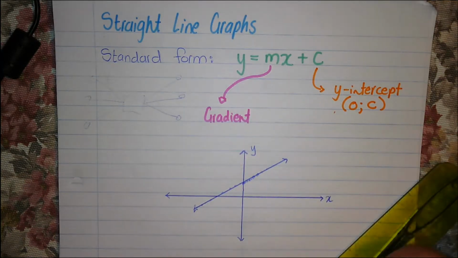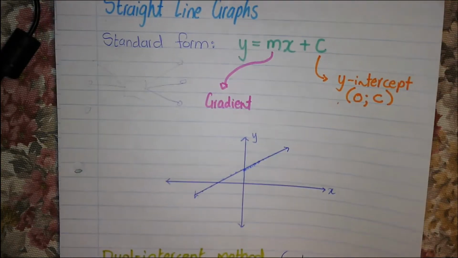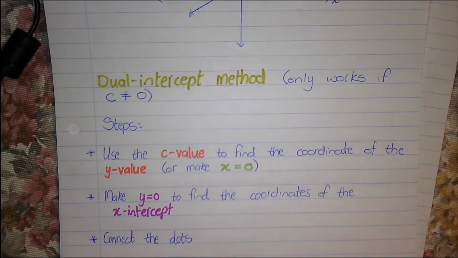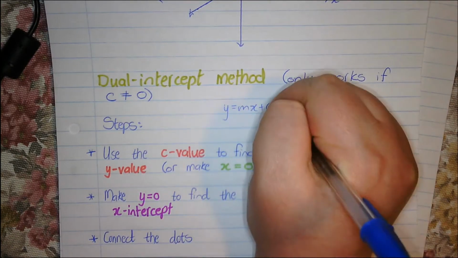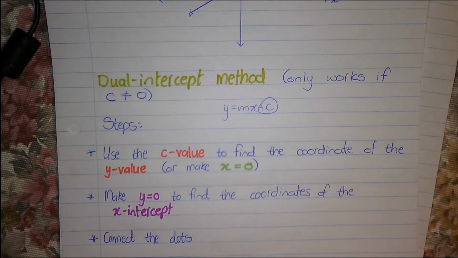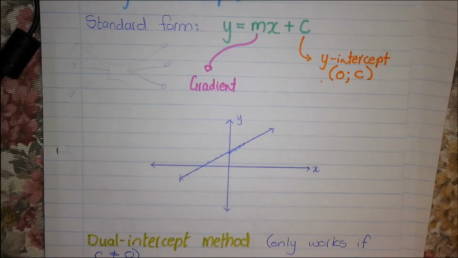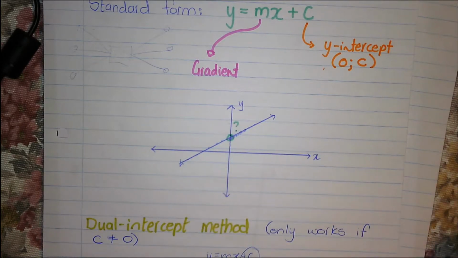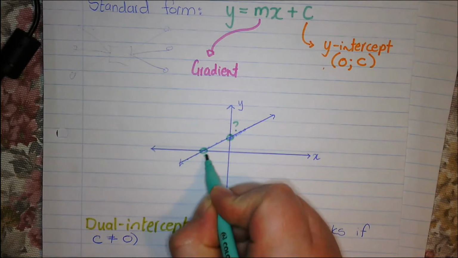Now, when we are sketching straight lines, one of the first methods that we learn about is called the dual-intercept method, and this only works if in the equation y equals mx plus c, the c value is not equal to 0. So the first thing we're going to do, since we don't know what the line looks like, is find this value and sketch it, and find this value and sketch it.